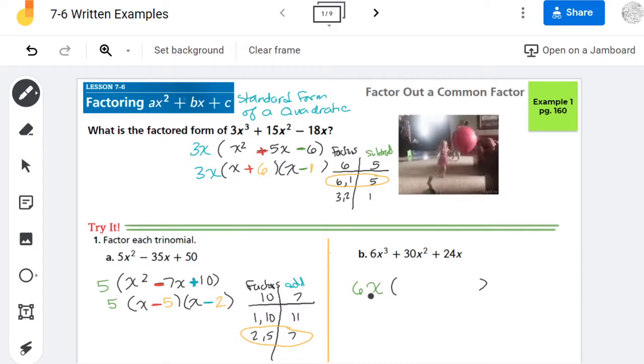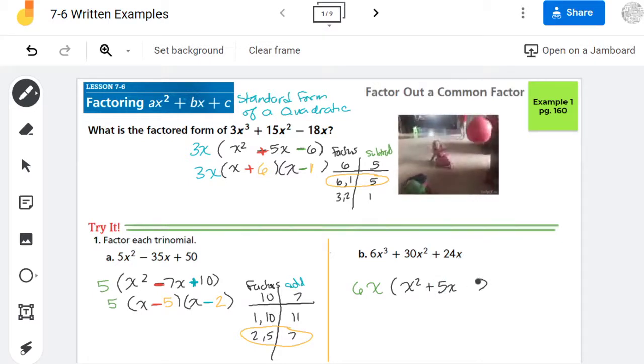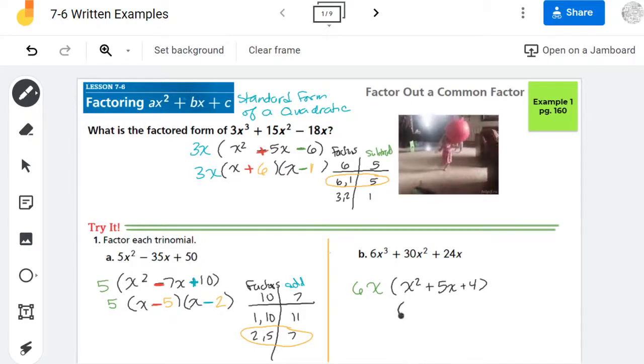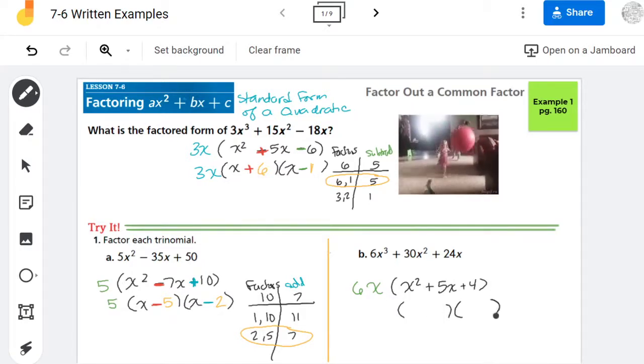So if I divide by this GCF of 6x, 6x cubed divided by 6x is x squared. 30x squared divided by 6x is 5x. And 24x divided by 6x is 4. I'd say we were 6x full at factoring out the GCF. I'm sorry, that was bad.